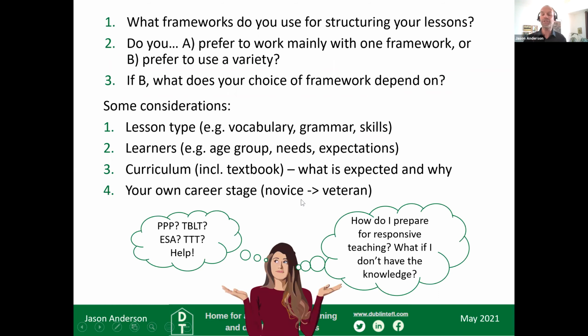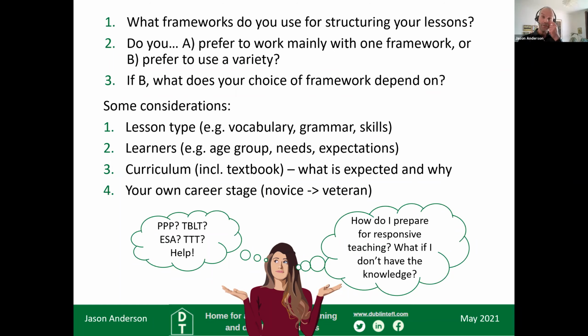And those of us who work as teacher trainers at a pre-service level, yes, Marie's talking about demo lessons and demonstration lessons when you're training teachers as well. Your own career stage, I think, is a really important part of it. And here is an image of two of the questions that I sometimes hear from trainee teachers in a pre-service context.